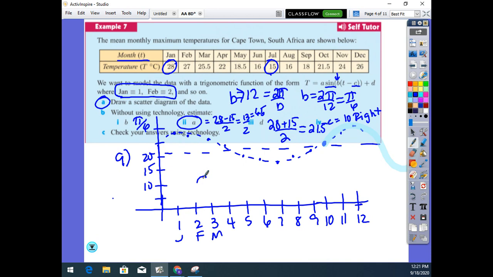Now we're just going to plug it in. T equals, A is our 6.5, sine of B, pi over 6, times the quantity little t minus our 10, that's what shifted it to the right to get to here, plus our vertical shift of 21.5. And that is all of section D.